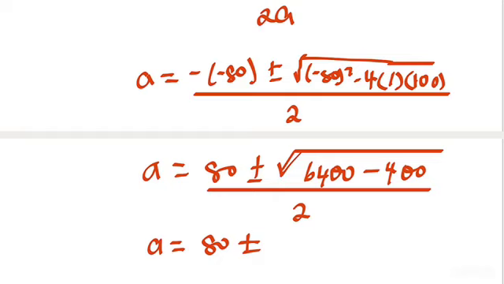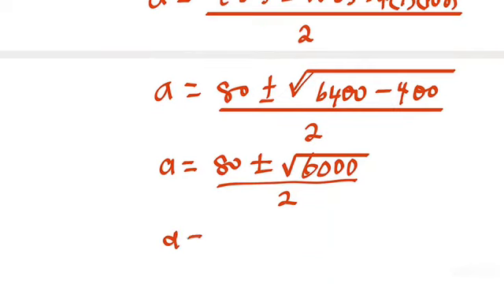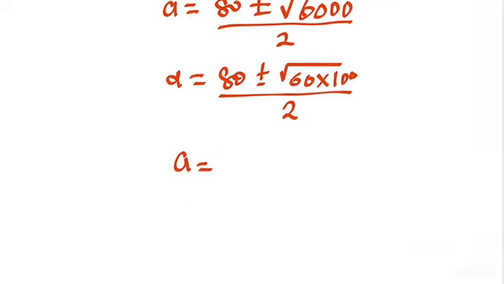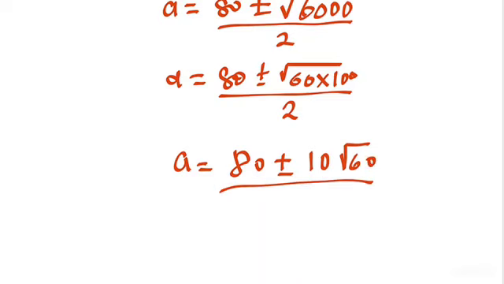Now 6400 minus 400 will give us 6,000, then square root, divided by 2. So A equals 80 plus or minus. We're going to split this 6,000 into 60 and 100, then divide by 2. We take the square root of 100, and we're going to have 10 root 60, then divide by 2.